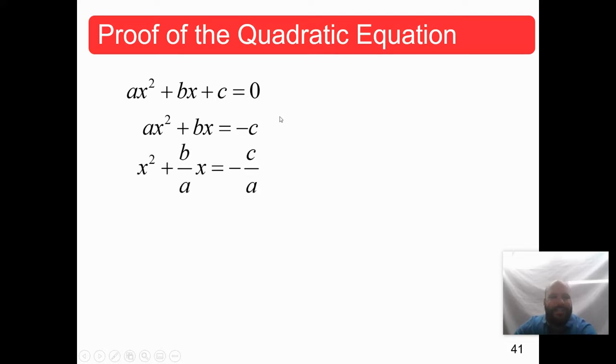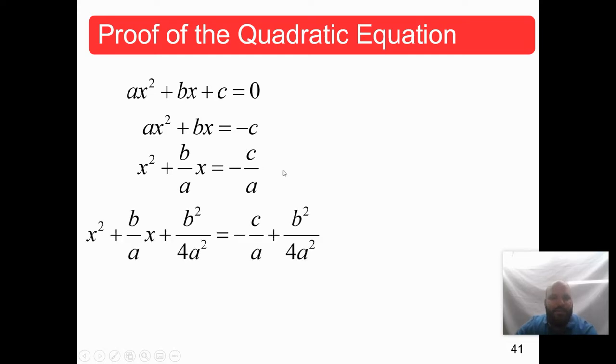Now, the next thing that they're going to do is divide this equation through by a, because as you know, if there's a lead coefficient, a, and it's not 1, you can't complete the square. So what they do here is they divide this term by a, which eliminates the a. They divide this term by a, which makes it b over a times x. And then they divide this by a, which gives us c over a. And then that term is negative, obviously.